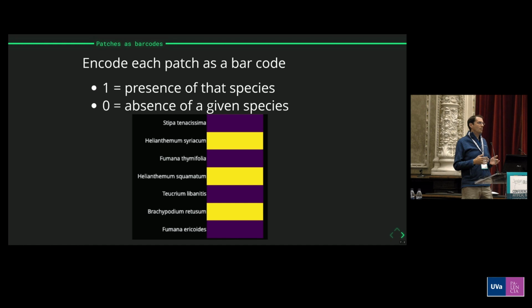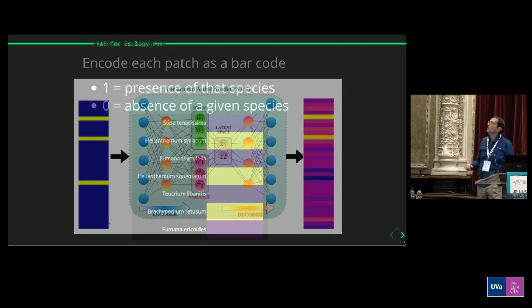And we focus on the most common species. So for instance, this barcode would tell you that the first one, Esparto, maybe a typical plant from around the Mediterranean, is absent. The next one, Helianthemum ciliatum, is present in that patch. You could generalize this to not just presence and absence, you could count the density, the number of them. And I'm running out of time.